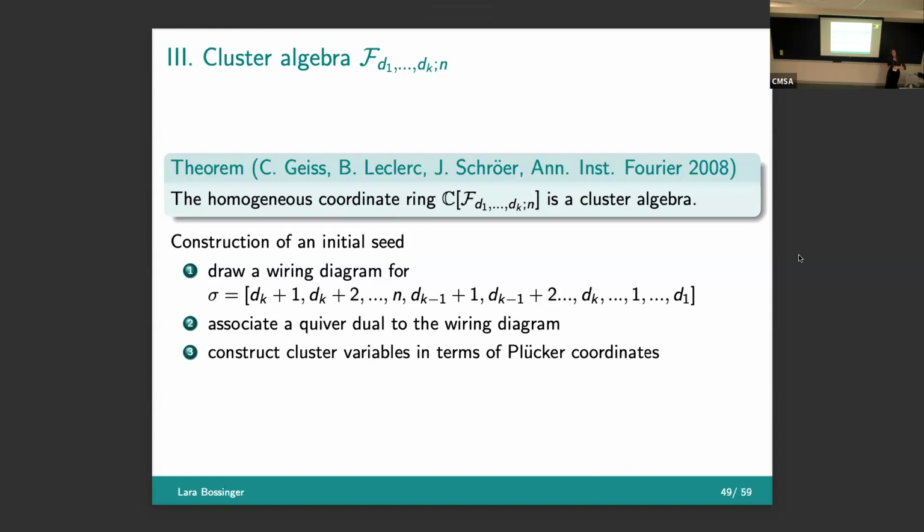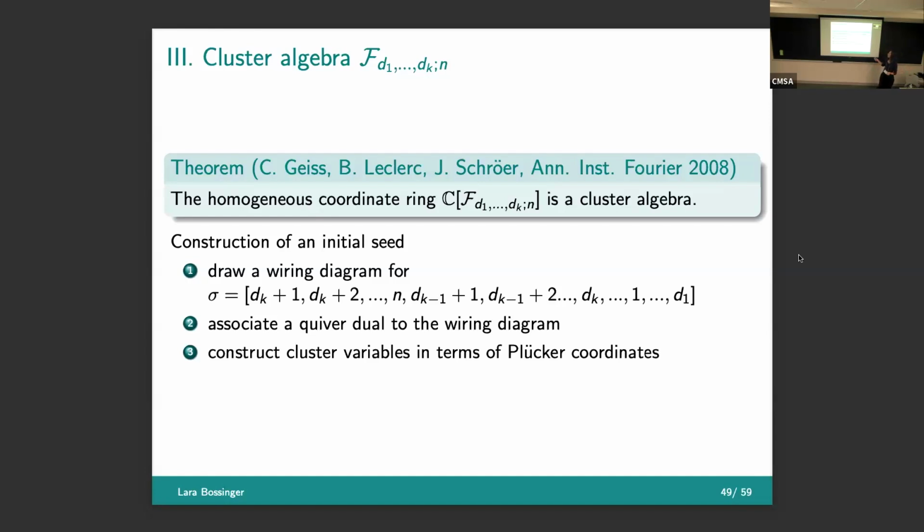And there's a nice combinatorial construction of how to get an initial seed here as well. It goes in 3 steps. I don't have all exact details on the slides, but I'll walk you through a sufficiently large example to have a feeling of what we're doing. So the 3 steps are the following.